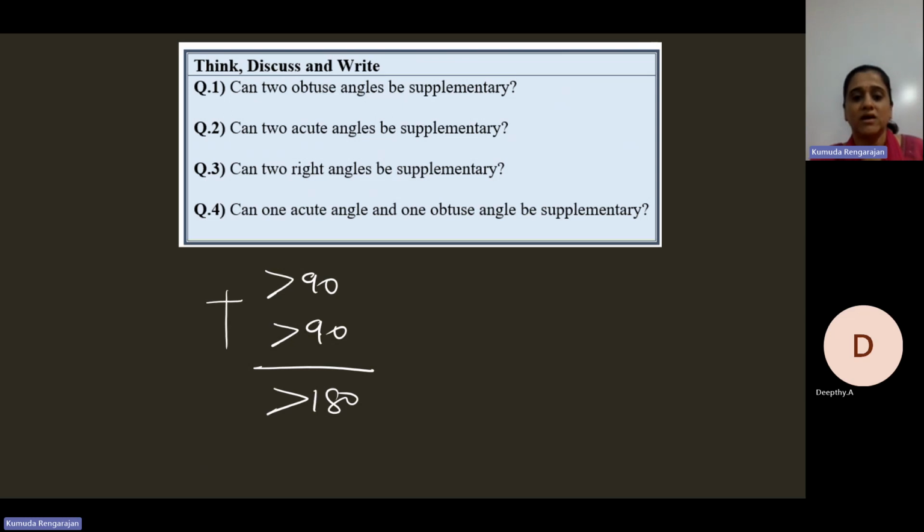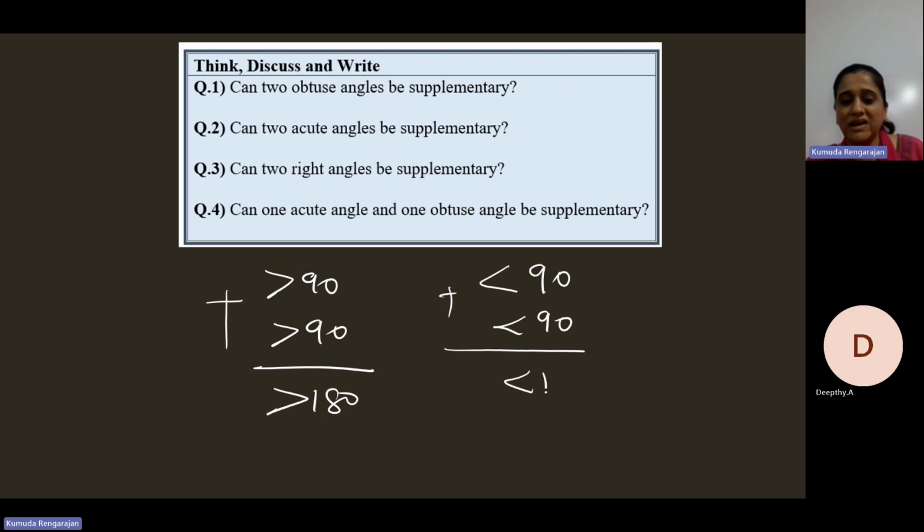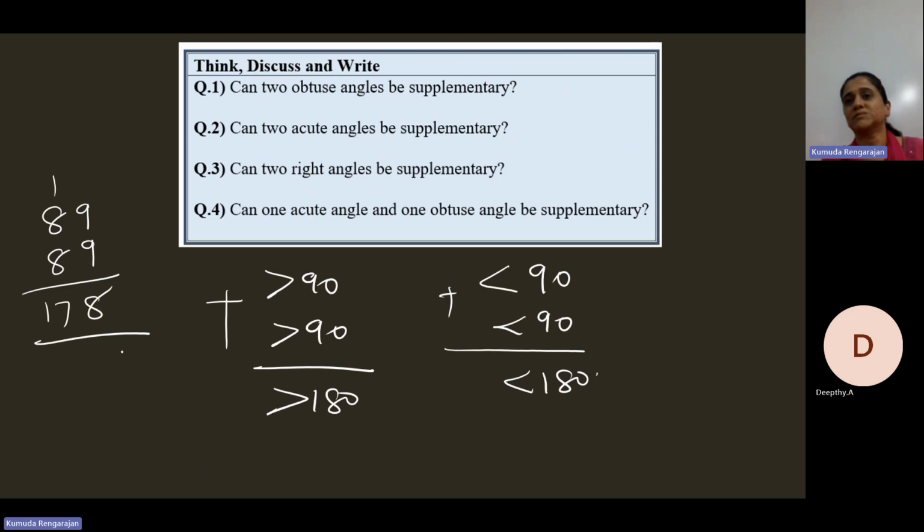Two acute angles. Both are less than 90. So when you add, the total will be less than 180. Yes, two acute angles can be complementary, not supplementary. See, is 89 acute? Yeah, it's less than 90. We'll take another 89. What's the total? 9, 9, 18, 1 carried over, 178.